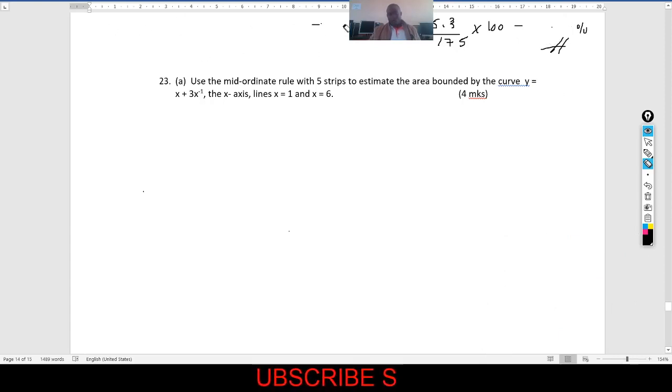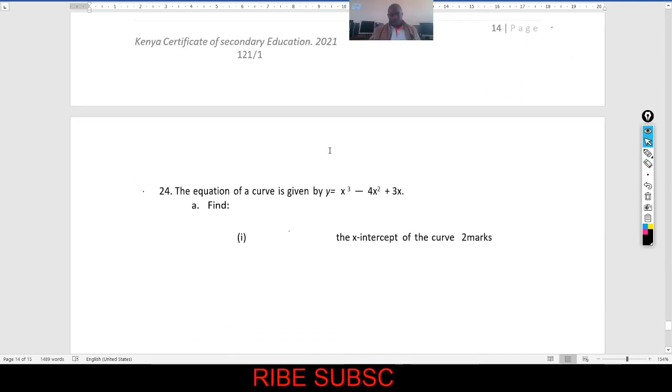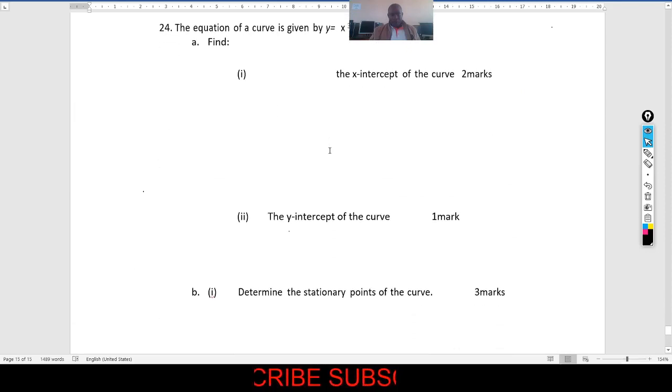Then we go to the last question, number 24. Number 24, you expect such a question. That is a turning point question. Number 24, we deal with turning points. Now, you are asked that the equation of a curve is given by y equals x cubed minus 4x squared plus 3x. You find the x-intercept.